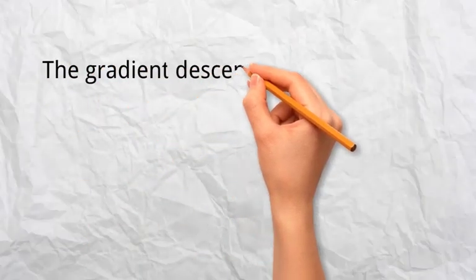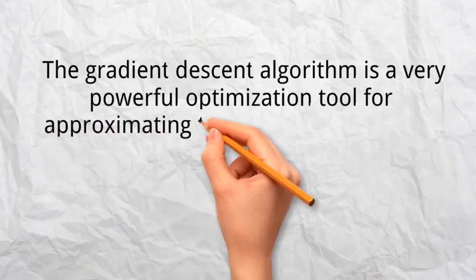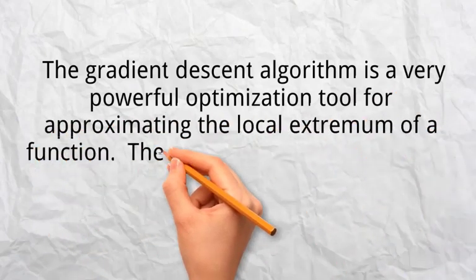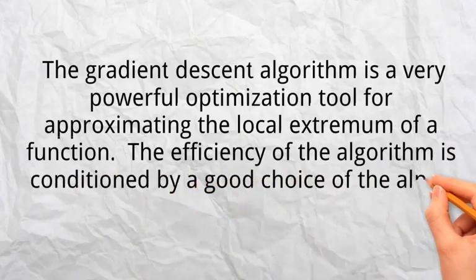In summary, the gradient descent algorithm is a very powerful optimization tool for approximating the local extremum of a function. The efficiency of the algorithm is conditioned by a good choice of the alpha learning rate and the initial value of x.